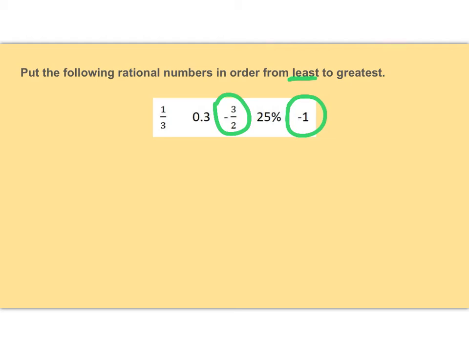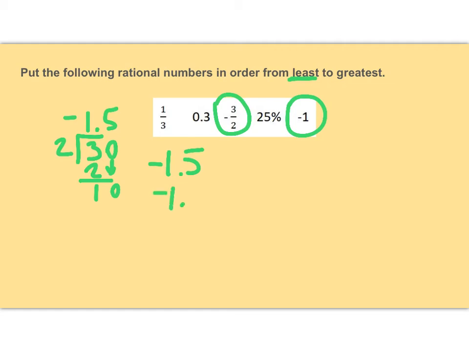I'm going to go ahead and do 3 divided by 2. That's 1, subtract. I'm going to put a decimal and a 0. And that's 1 and 5/10. It's negative 1 and 5/10. Negative 1 and 5/10. And then I have negative 1. I'm going to go ahead and add my trailing 0. And then I have 1/3.